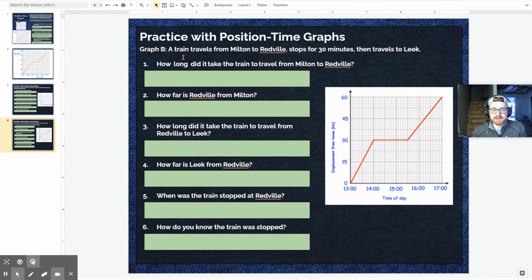And you'll be doing the same thing here with the train. A train travels from Milton to Redville, stops for 30 minutes, then travels to Leek. So here you are just answering questions using this graph, making sense of position time graphs. It's an important concept to understand. It's an important concept to practice.